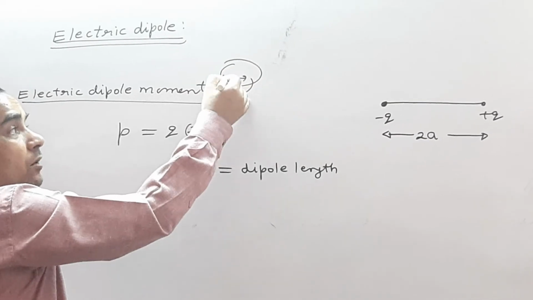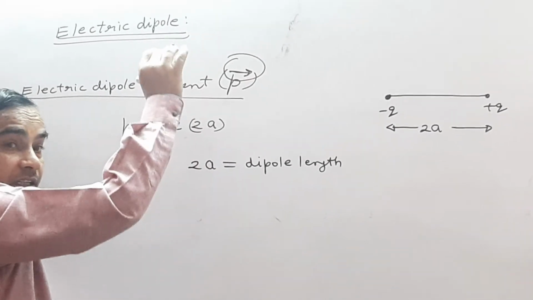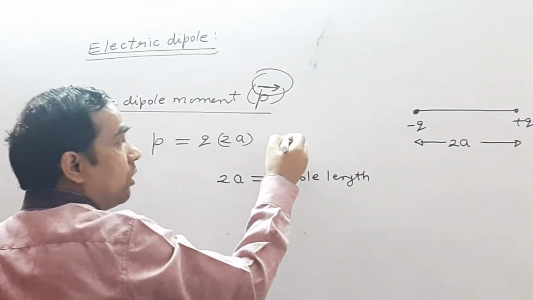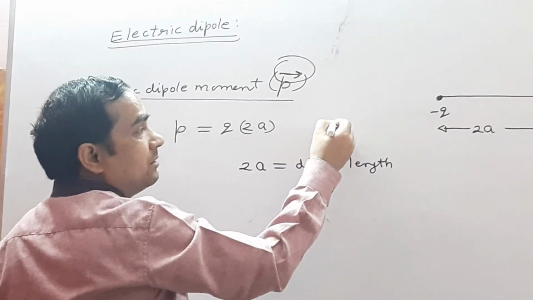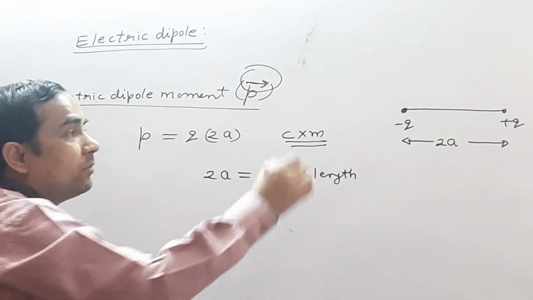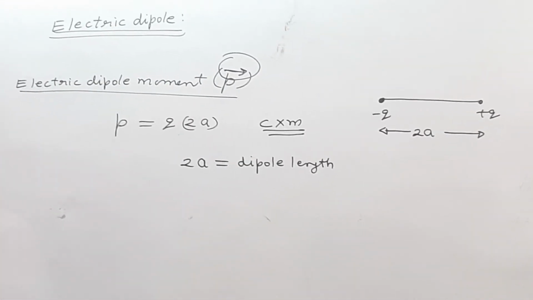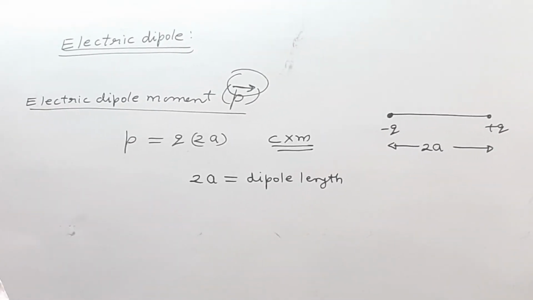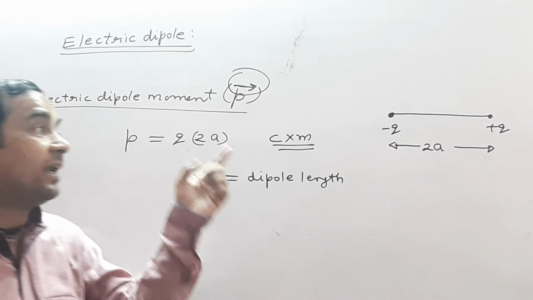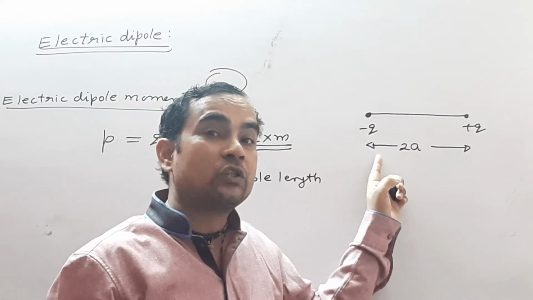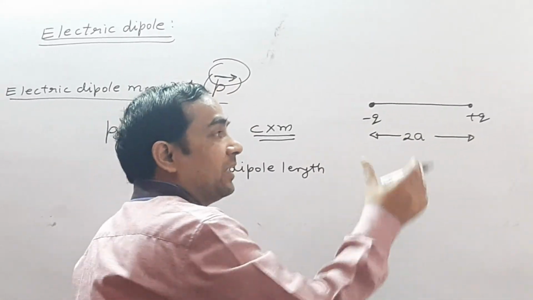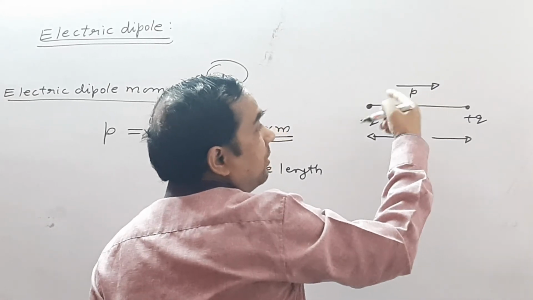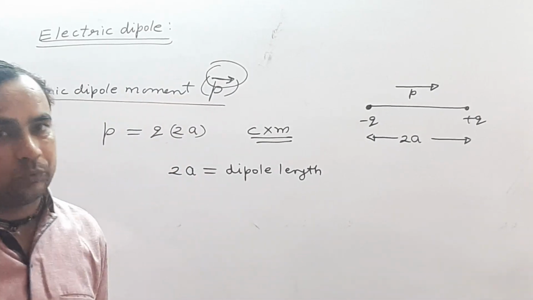It is a vector quantity. Its unit is charge means coulomb, distance means meter, that is coulomb into meter. As you know, it is a vector quantity, so the direction of electric dipole moment is from minus q to plus q. In this case, the direction of dipole moment is this one, minus q to plus q, right?